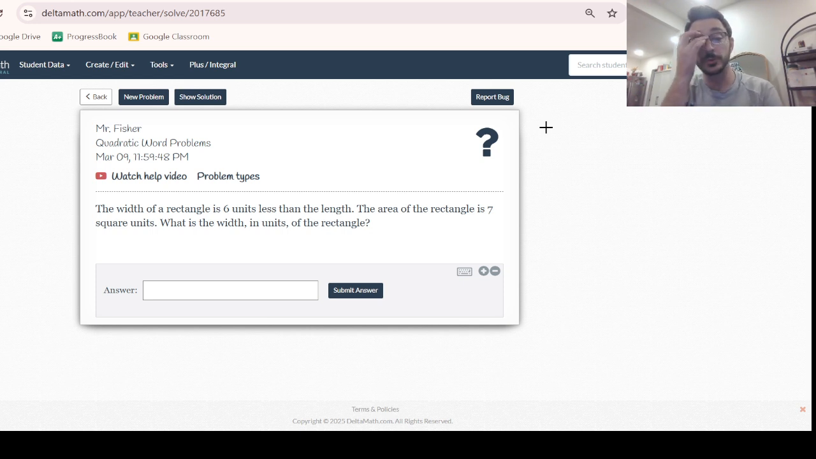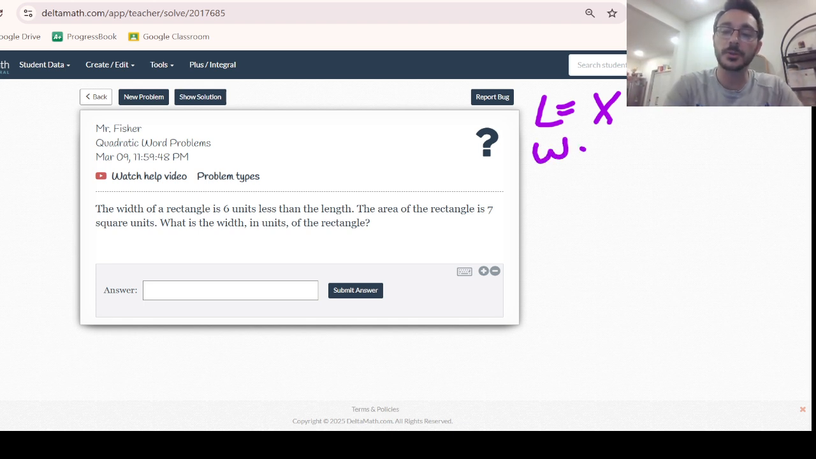So it says the width of a rectangle is 6 units less than the length. For each of these problems, you just have to define either width or length as x. The other one's going to be based off that, the one with more description. So width is 6 units less than the length, so if the length is x, then the width is just x minus 6 to get 6 less.